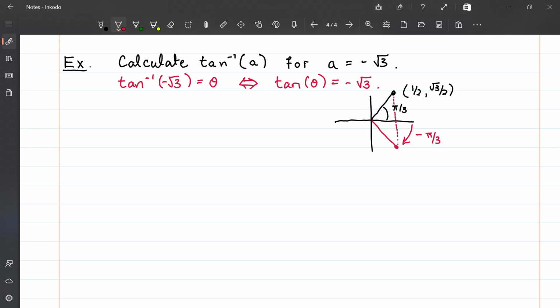Whenever that happens, we know that the y-coordinate would change. So we would have still 1/2 for the x-coordinate, but now a negative root 3 over 2 for the y-coordinate. Since the y-coordinate is negative and the x-coordinate is positive, this implies that tangent of negative pi over 3 will be a negative number, but otherwise it should give us pretty much the same answer. So in fact, what we figured out from this diagram is that tangent of negative pi over 3 gives us the value we want.